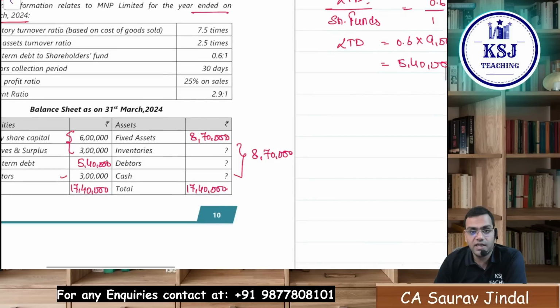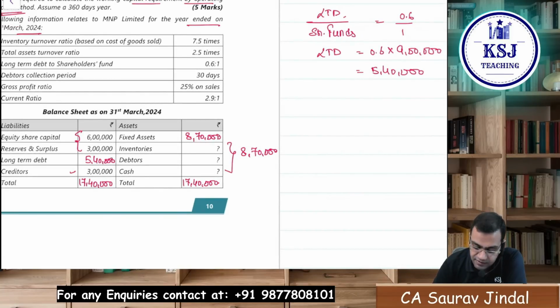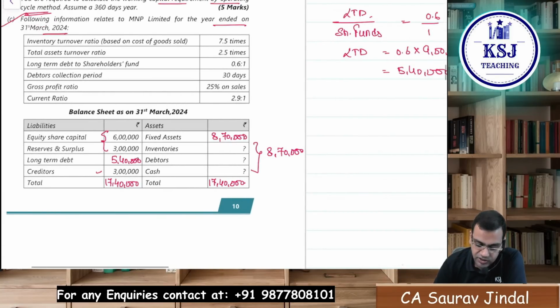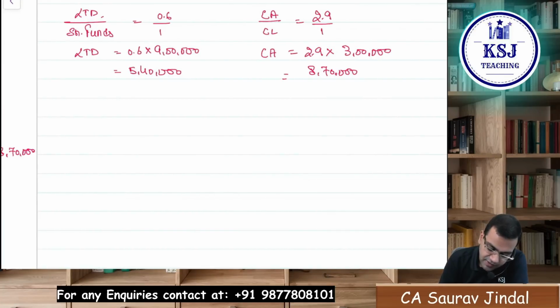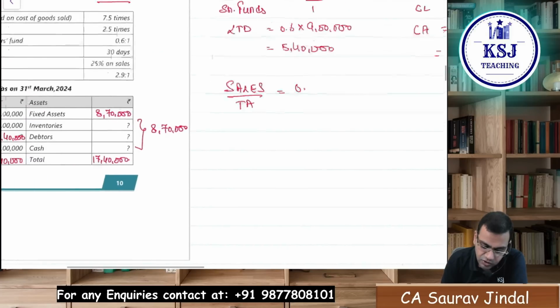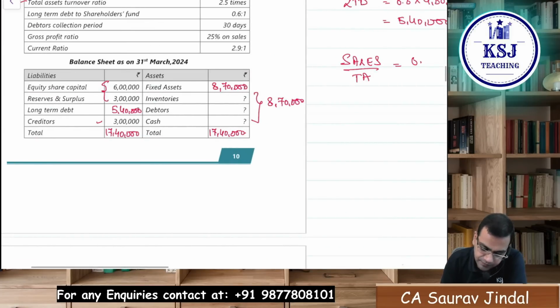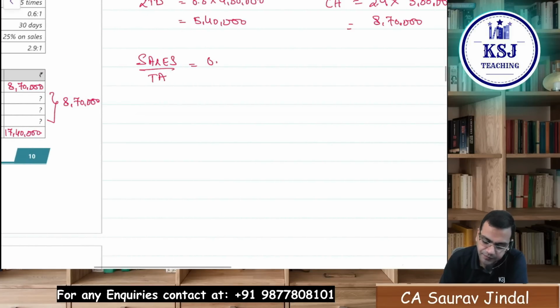Now what is left? I need to find out these values: inventory, debtors and cash. How can I find out? Now total assets turnover ratio is 2.5 times. That is total sales divided by total assets. Total asset turnover ratio is what? It is your sales divided by total assets, which is equal to 2.5. Yes, sir, it is 2.5.